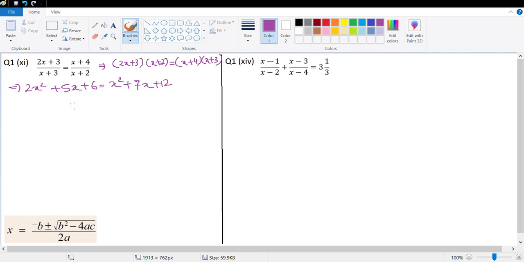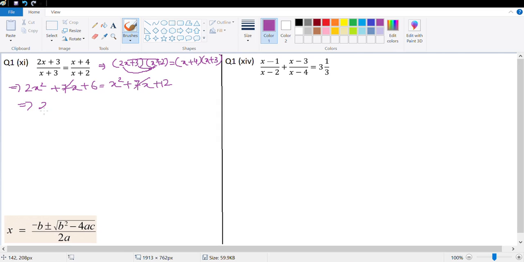Okay, so that's not 2x. I think I made a mistake here. This is not 5x, this is 7x. Why? Because we have 2x into x, that's 2x squared, 2x into 2, that's 4x, and 3 into x, that's 3x. So 4x plus 3x, that's 7x plus 6, and this is x squared plus 7x plus 12. 7x and 7x get cancelled.